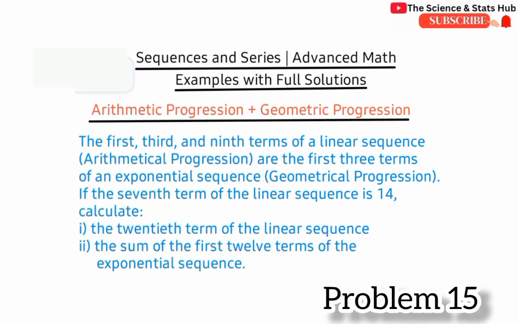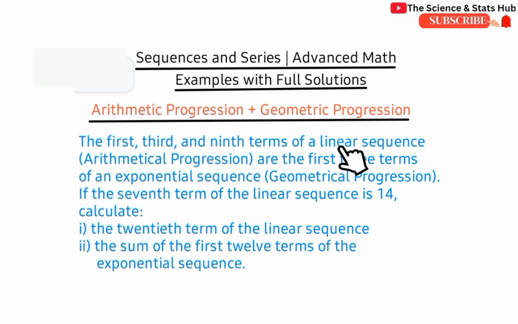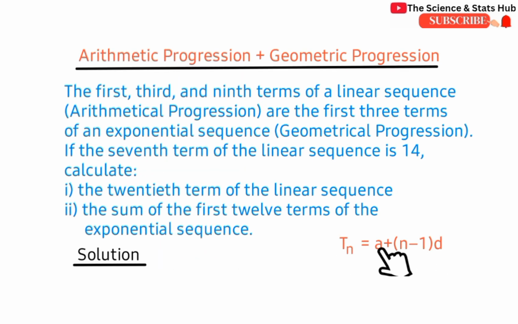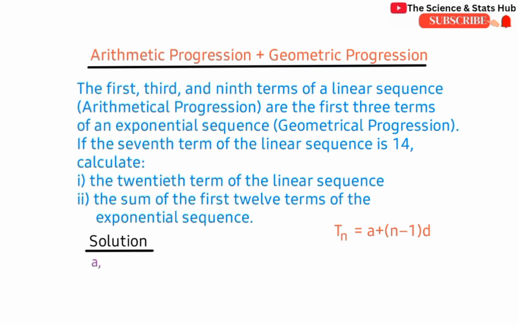Guys, finally, we are in the last question. In this question, the AP and the GP were merged. The first, third, and the ninth terms of a linear sequence. This is the usual formula for getting the nth term of a linear sequence, where A is the first term. The third term will be A plus n, 3 minus 1, 3 minus 1, D, that is A plus 2D. The ninth term will be A plus n, 9 minus 1, 8 times D. So the ninth term will be A plus 8D. So these are the first, third, and the ninth terms of a linear sequence.